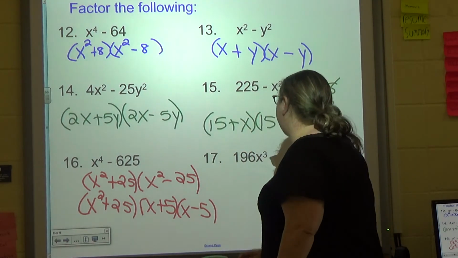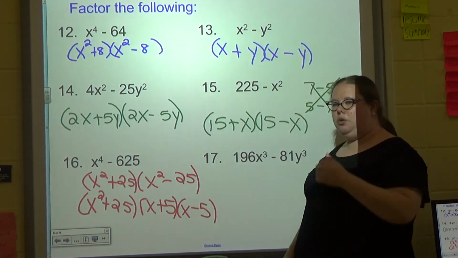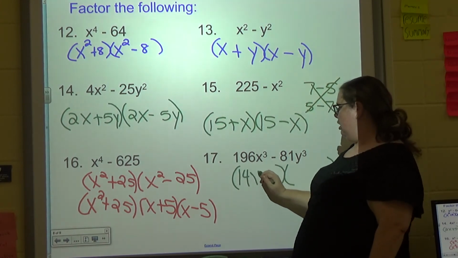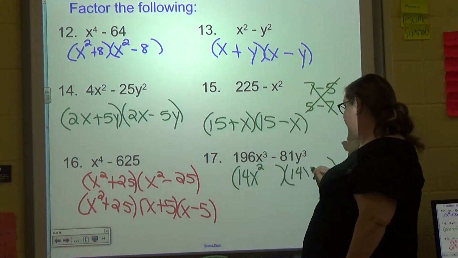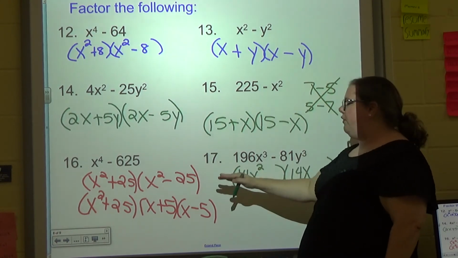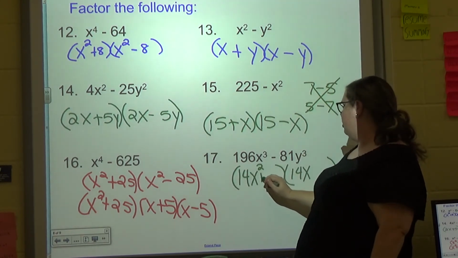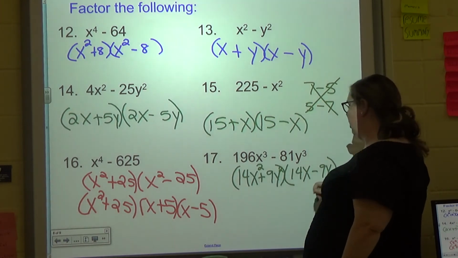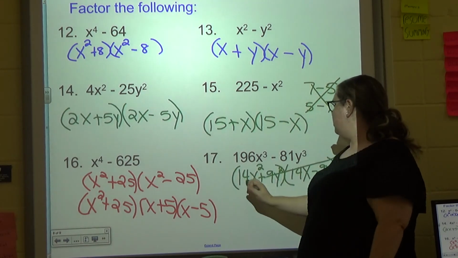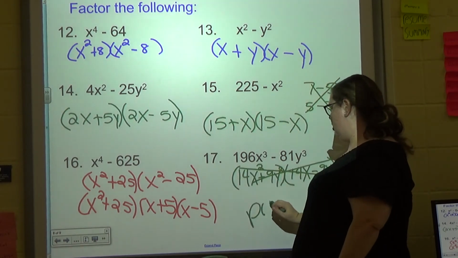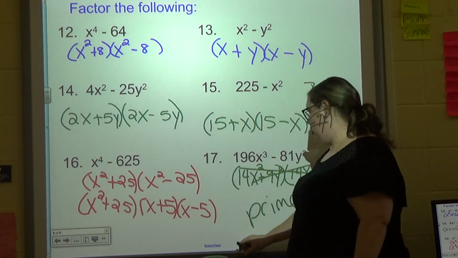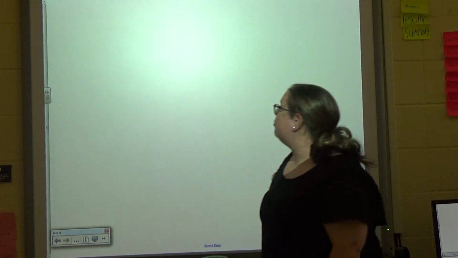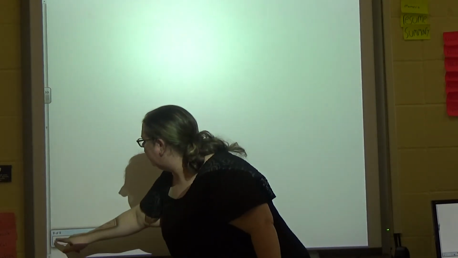What times itself is 196 x cubed? A lot of students try to tell me it's 14 x squared and 14x. This doesn't work. If you try to double distribute this, it will not work. You'll have craziness. So this one is actually prime. So you cannot actually factor that one. Last one. Oh, I thought I had a really hard one. I guess not.